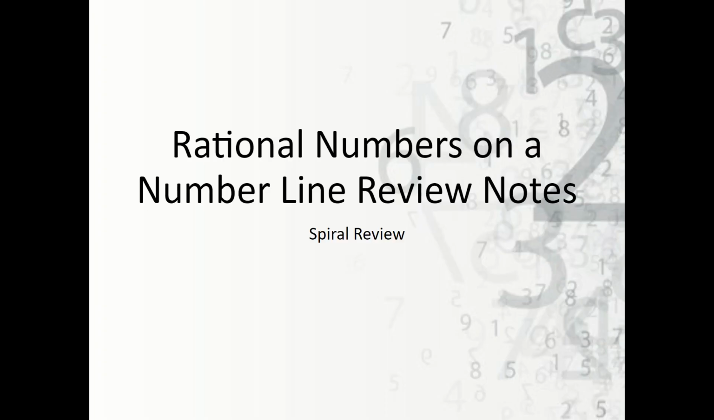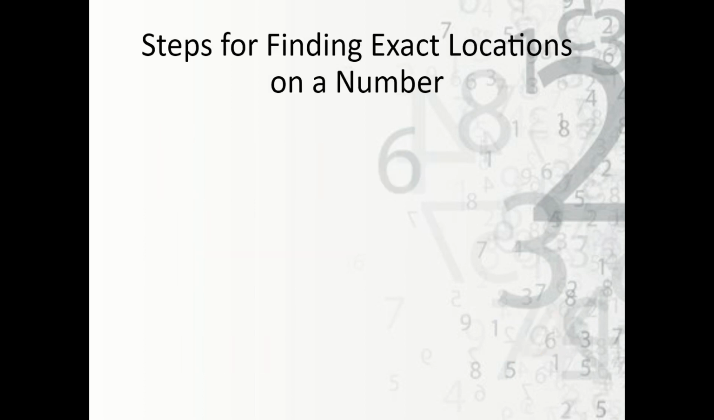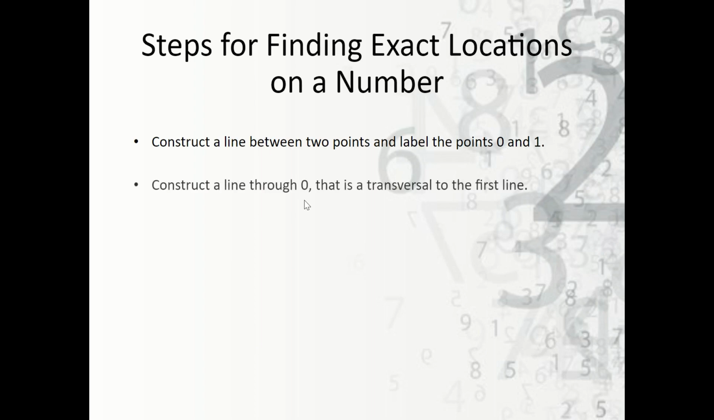Let's take a look at the rational numbers on a number line review notes. Our notes begin with the learning goals and success criteria. Now, here are the steps for finding the exact locations on a number line. First, we construct a line between the 2 points and label the points 0 and 1. So we need to know where 0 and 1 are. Then we're going to construct a line through 0 that is a transversal to the first line. So it's going to pass through 0 and work upward or downward, either way.